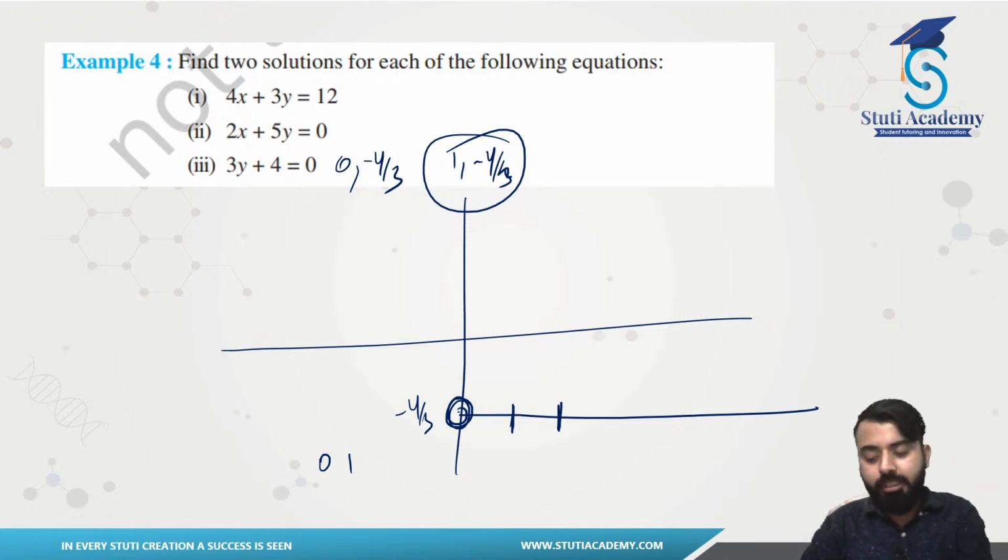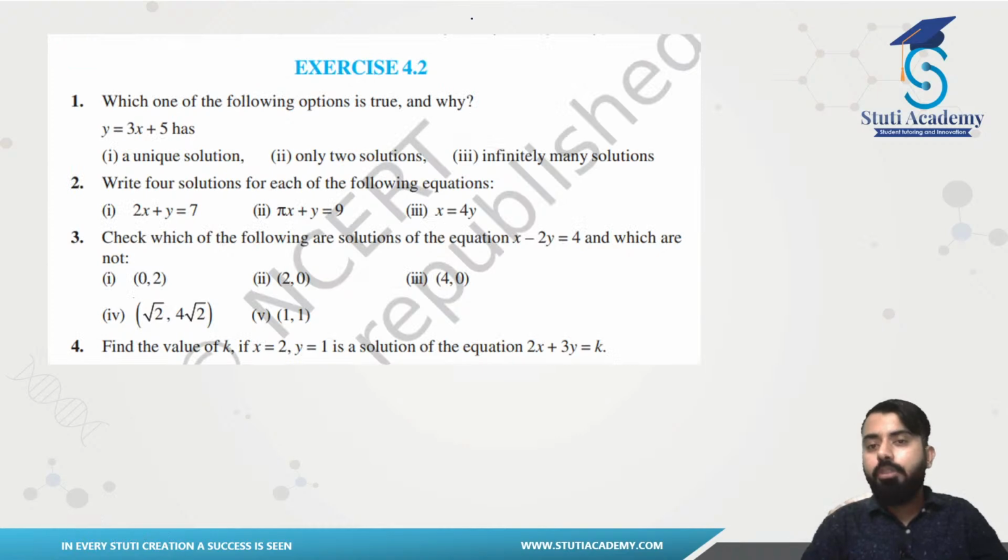I hope you guys understand this and you don't have any doubt in this. Right, now let's move forward and see what we have now. So this is the exercise. You have to just write the answers. Which of the following options is true and why? Y equals 3x plus 5 has a unique solution, has two solutions, or has infinitely many solutions. Now guys, you are dealing with just one equation, but you have two different variables, so it will have infinitely many solutions.